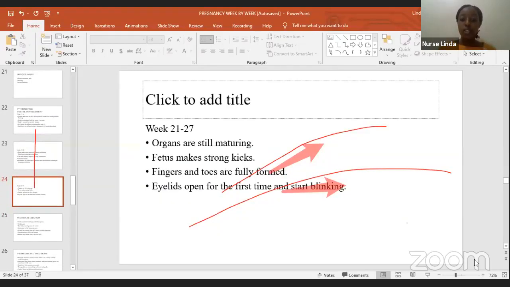The organs continue maturing and the fetus can now make very strong kicks, and sometimes you can see them on the abdomen of the woman. The fingers and the toes are fully formed, the eyelids are opening, and the fetus starts blinking.